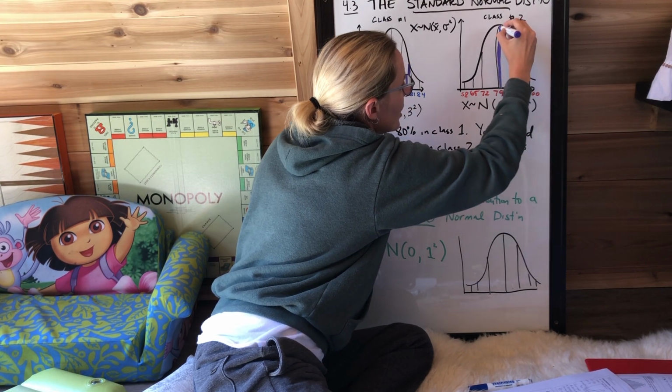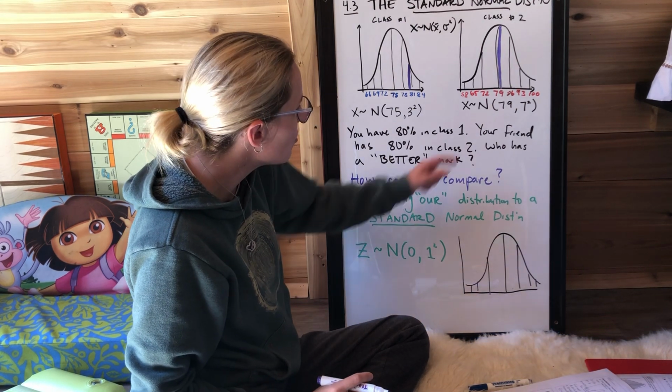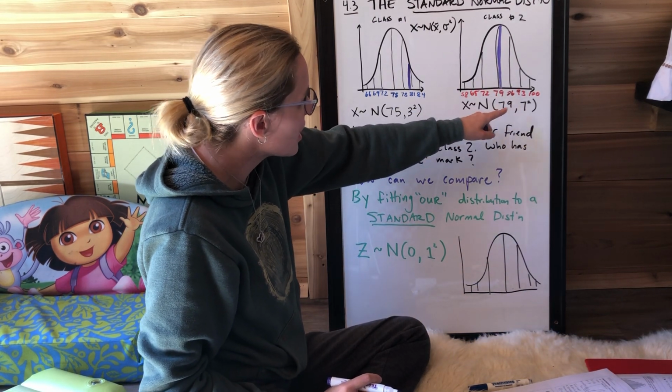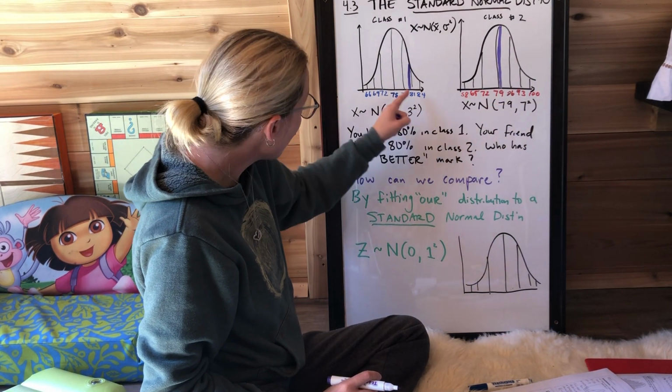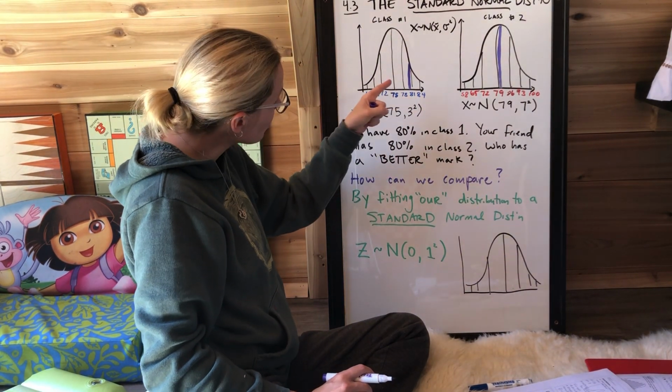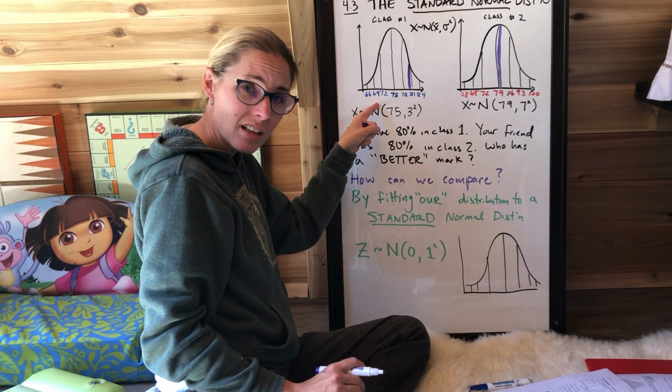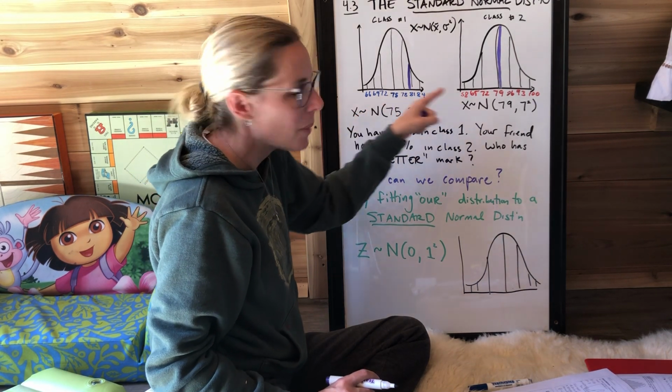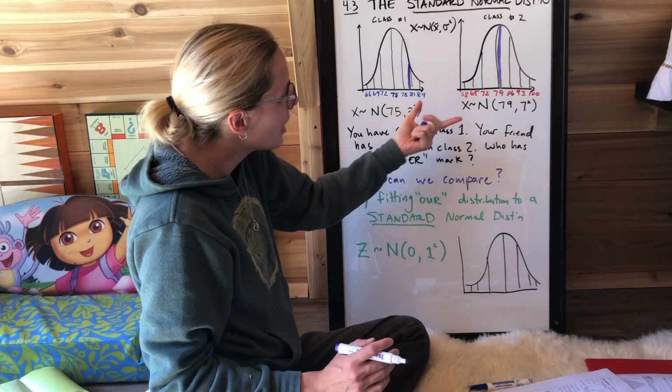Well, these are nowhere near the same spot on the curve, right? This is almost the average. If you have 80% in this class, you're right around the average. If you have 80% in this class, you have a great mark. So is 80% a better mark in this class or a better mark in this class? That's sort of the classic question.